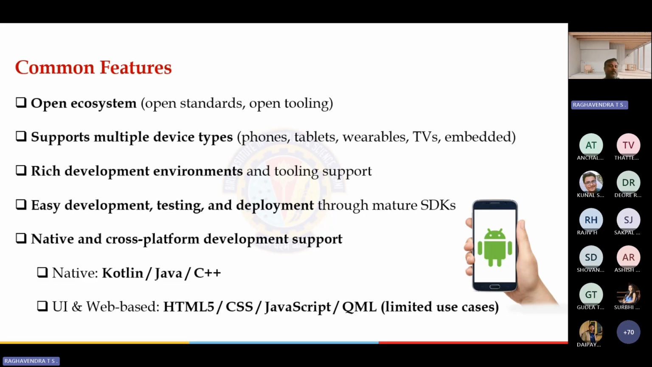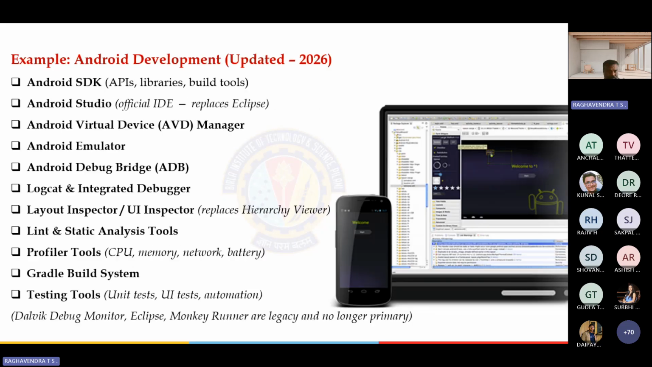Native and cross-platform development support are available. The supported languages could be Kotlin, Java, and C++. The majority of them are now building applications using Kotlin. You also have UI and web-based applications, which you can run on the web with the help of HTML5, CSS, JavaScript, and limited use cases with QML.